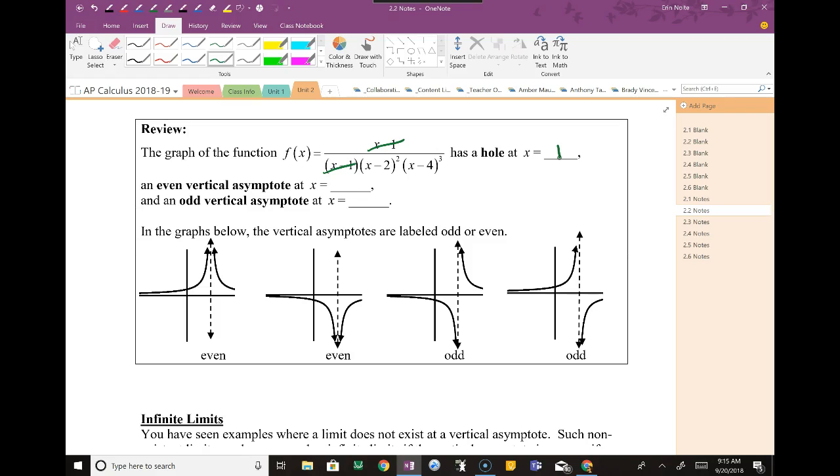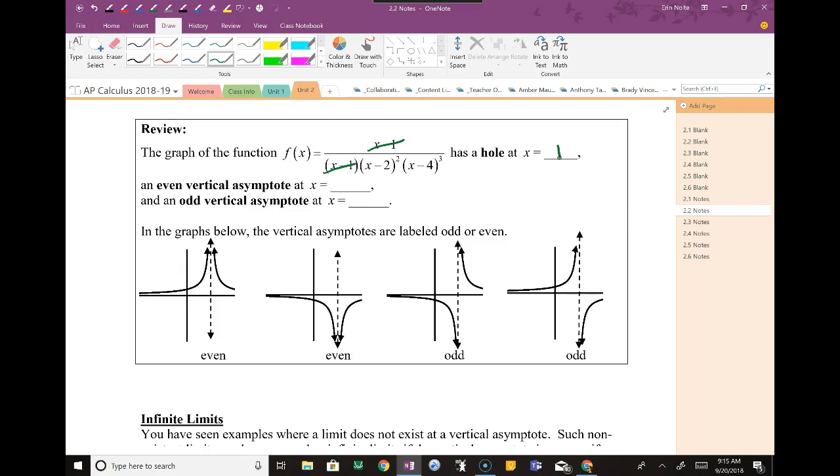Now, there are different types of vertical asymptotes. Did you know this? We have even vertical asymptotes, and we have odd. Check this out. Do you see this picture? Tell me about what even vertical asymptotes look like. What is happening? They both go to the same direction.